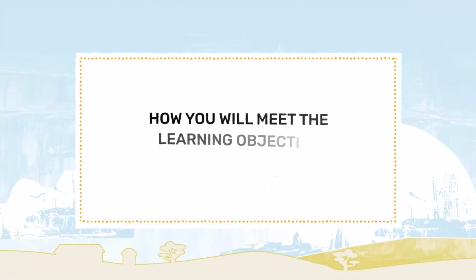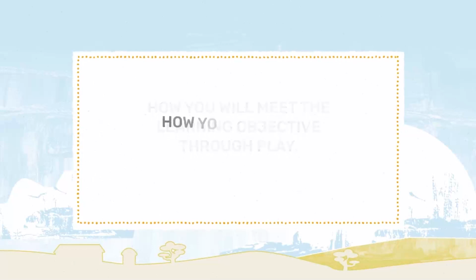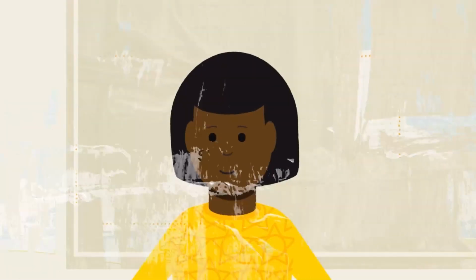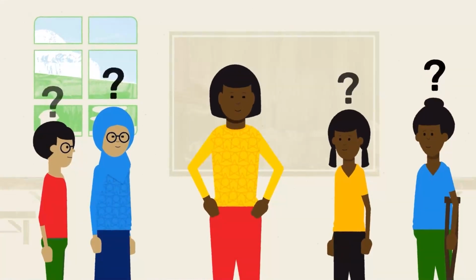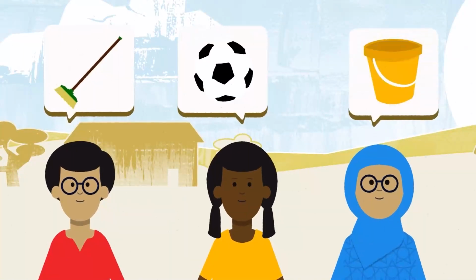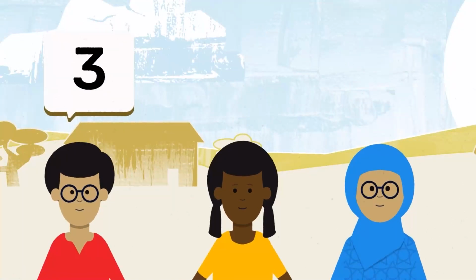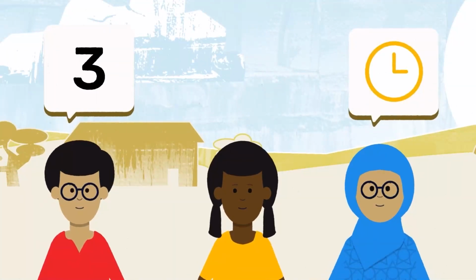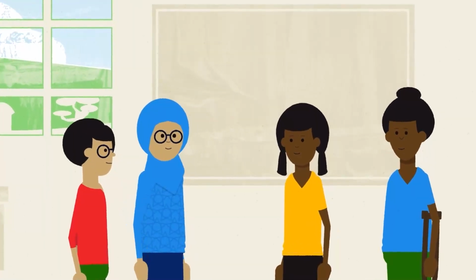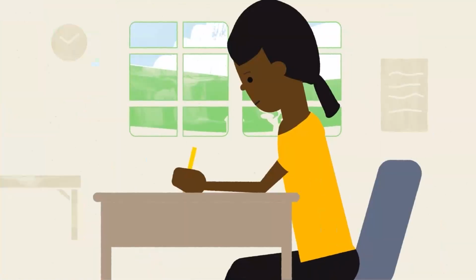As you plan your own lesson, think about how you will meet the learning objective through play and how you can share decision-making with students. In Miriam's activity, what decisions can students make? Students can decide on any materials to use in acting, or they can set the number of guesses, a time limit for guessing, or other rules. If they get stuck in the guessing game, they can find their own solutions. And when writing, students can choose the type of message to create and who to write to.